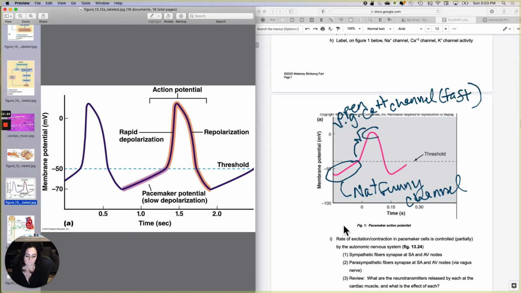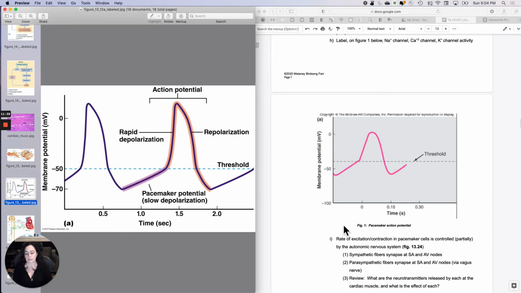Okay, what happens here? Close calcium, open potassium. These are voltage gated potassium channels. Okay, so that's kind of, I hope, what you would have expected as far as the repolarization process.